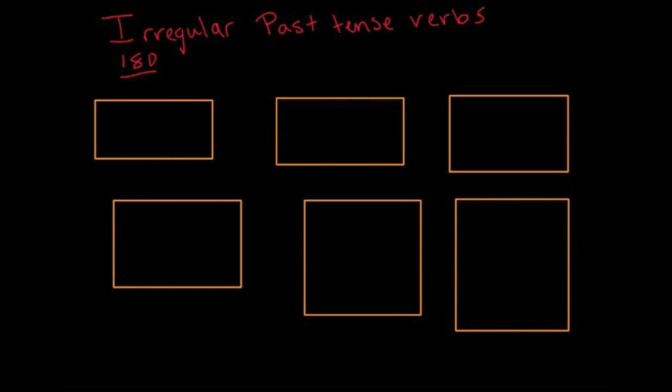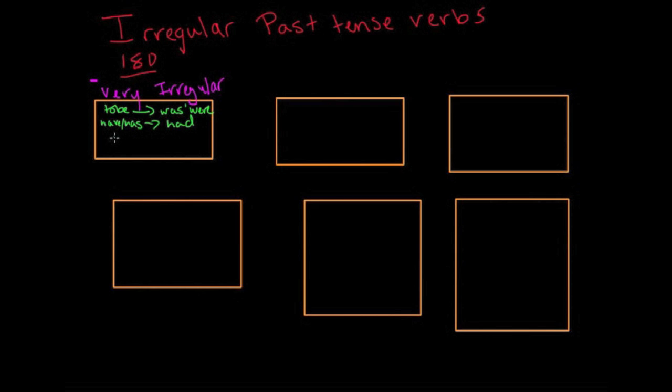So our first category that we're going to take a look at is what we call the very irregular category. The very irregular. These include to be, which of course changes to was, were, have or has, which of course changes to had.